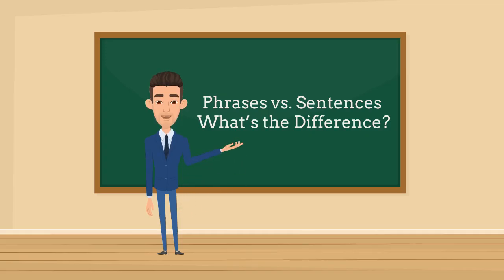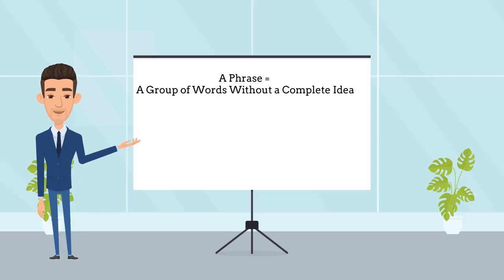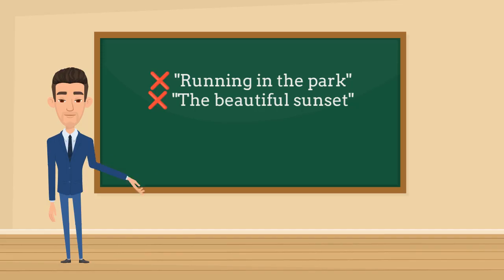Let's begin. A phrase is a group of words that work together but do not form a complete thought. It may have a noun or a verb, but not both in a way that expresses an independent meaning. These phrases sound like they're missing something. Don't they? That's because they don't express a full idea.